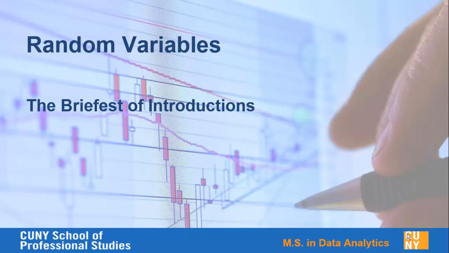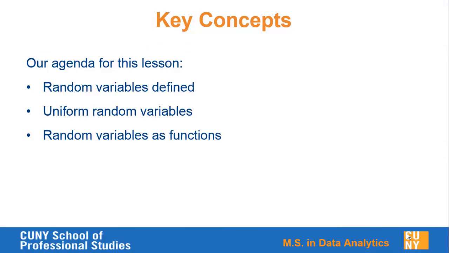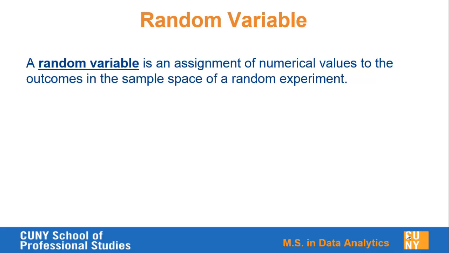Let's talk a little bit about random variables, which is a topic we'll come back to time and again throughout this course. So first we'll define a random variable and take a look at an example, then briefly talk about uniform random variables, and finally we'll remind ourselves that random variables are neither random nor variables, but they're actually functions.